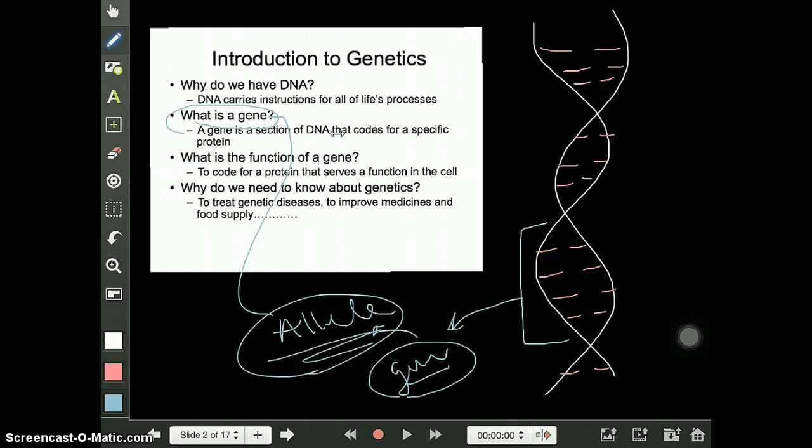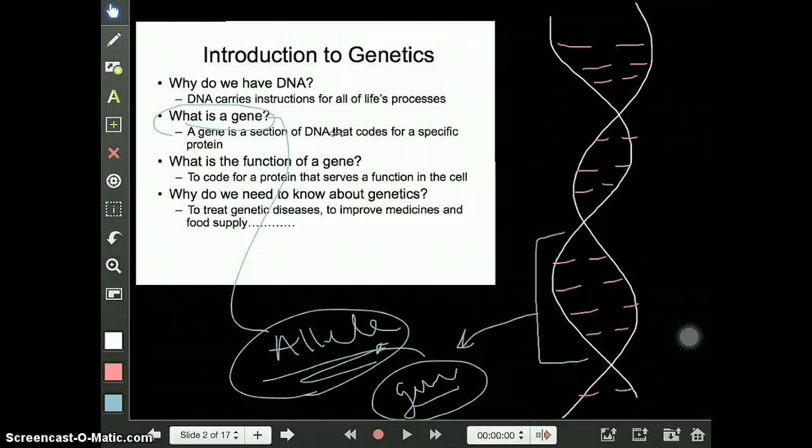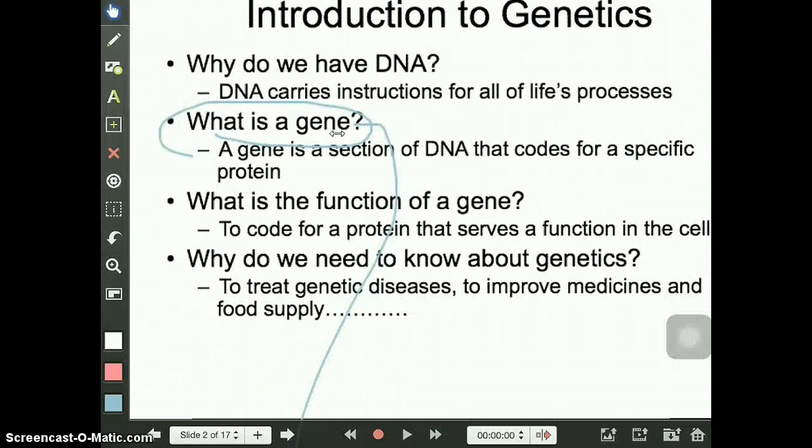We talked about which traits you are inheriting, or which alleles you are getting, being based upon the genes that are coded inside your DNA. What is the function of it? It serves as a code for the protein. And why do we need to know about it? As we continue to learn more and more about diseases, everything from cancer to Tay-Sachs or PKU, the more we know about the genetics or the genome, the more we can improve medicine.